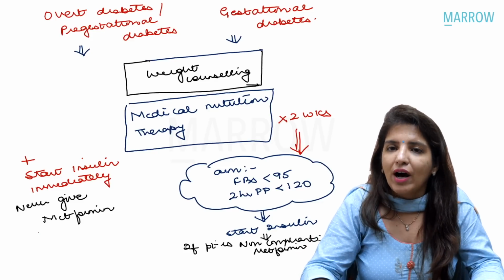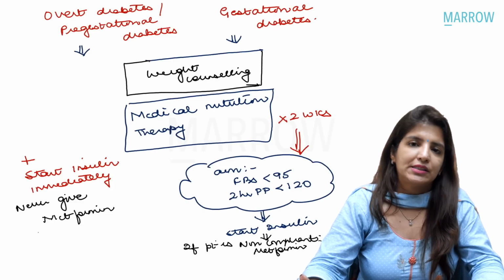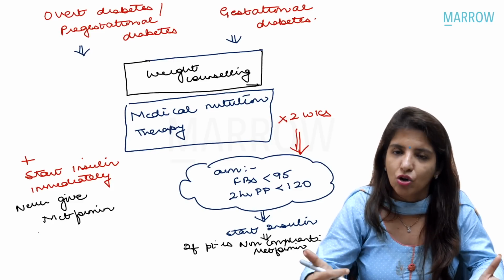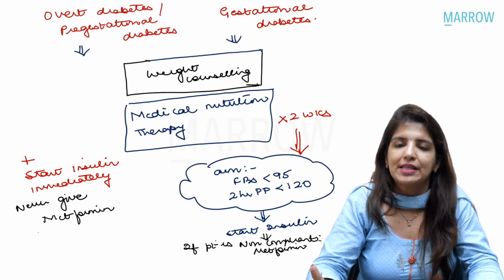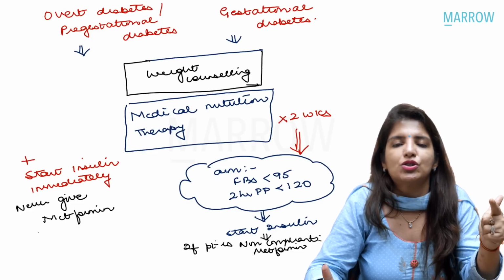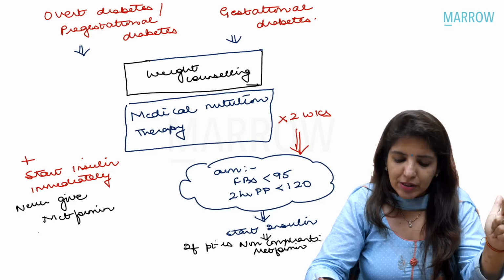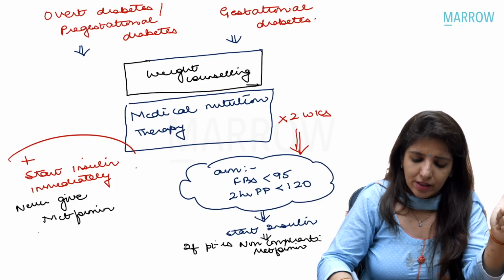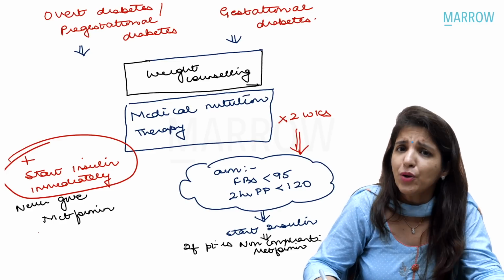As far as management of overt diabetes and gestational diabetes is concerned, there are a few common things. To both these categories of patients, you have to advise weight counseling, number one. You have to advise them MNT, that is diet modification. In case of overt diabetes, along with diet modification, immediately you have to start insulin. Are you understanding?